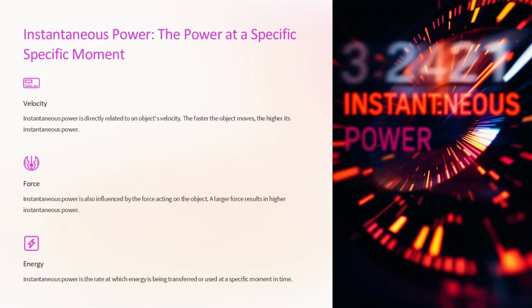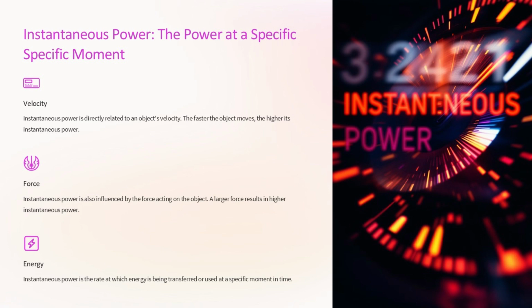Instantaneous power is the power at a specific moment in time, as opposed to average power over a period. It's directly related to an object's velocity. The faster the object moves, the higher its instantaneous power. Instantaneous power is also influenced by the force acting on the object. A larger force results in higher instantaneous power. Fundamentally, instantaneous power is the rate at which energy is being transferred or used at a specific moment.